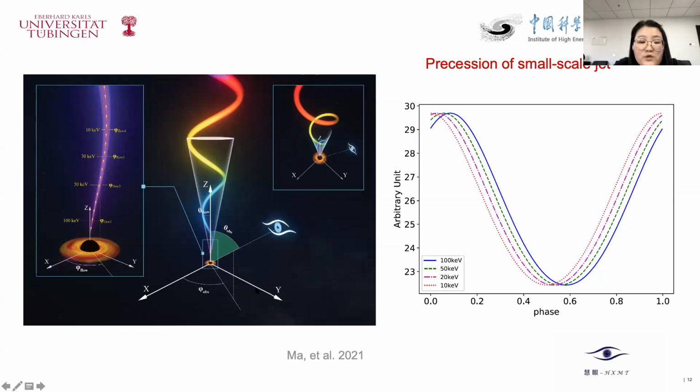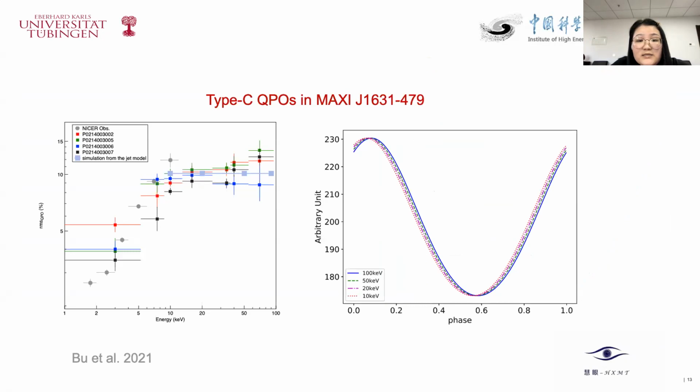In this model, we assume that the RMS is modulated by the jet speed, and the observed flux is modulated by the Doppler effect and solid angle effect. In this way, we can reproduce the observed time lag and RMS spectrum of the source. We further applied this model to the new black hole source MAXI J1631-479, and it can well explain the QPO RMS correlation with energy from 10 to 100 keV.